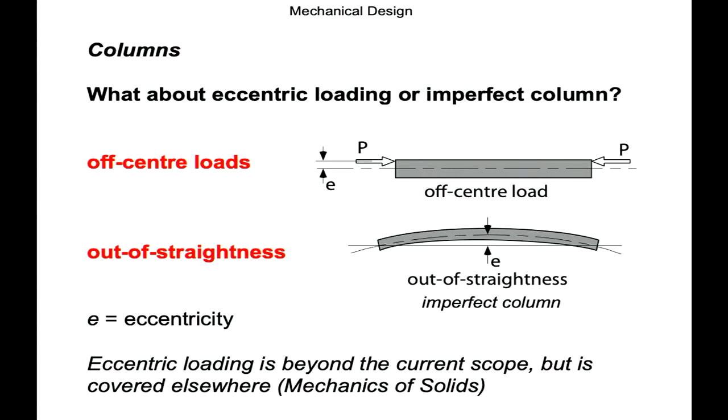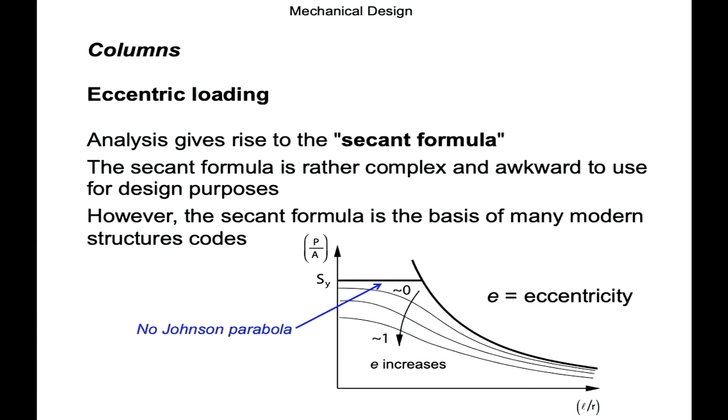So these eccentricities, I'm not going to talk about in depth, but they are something to think about. Now, when the secant formula is introduced, it's getting into the idea of when we've got these eccentricity errors. If everything's perfect, then the Euler and, if we like, the Johnson formulation is fantastic. But you can see the family of curves going down as eccentricity E increases.